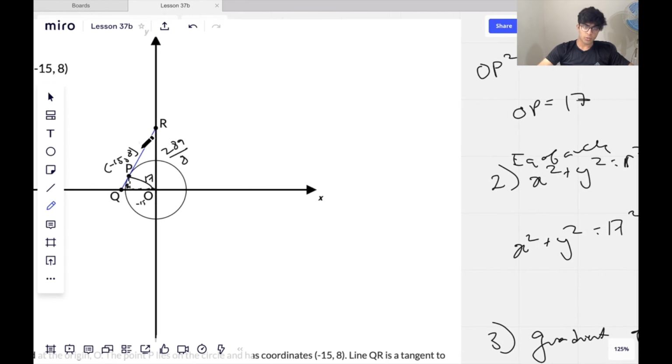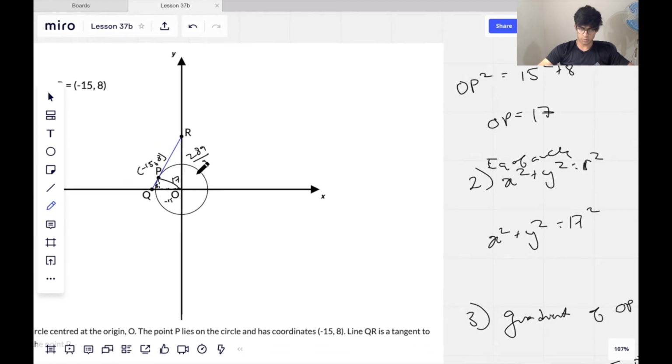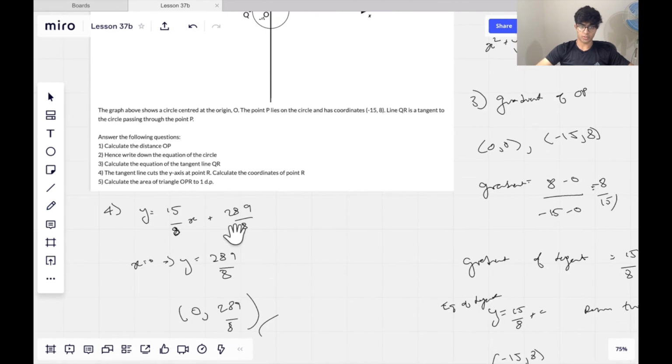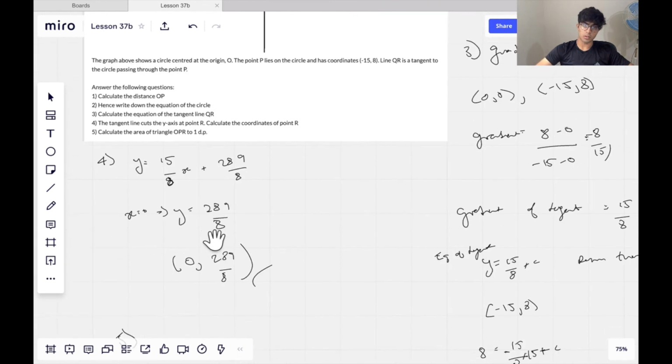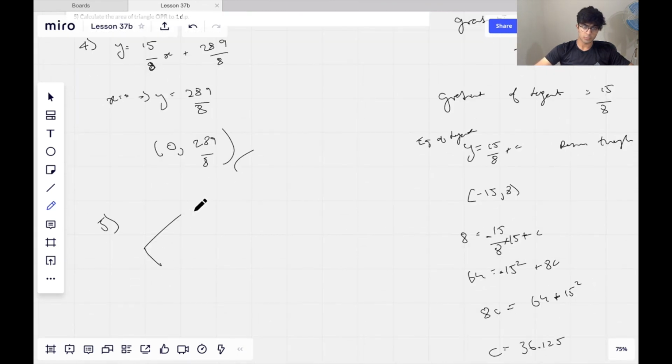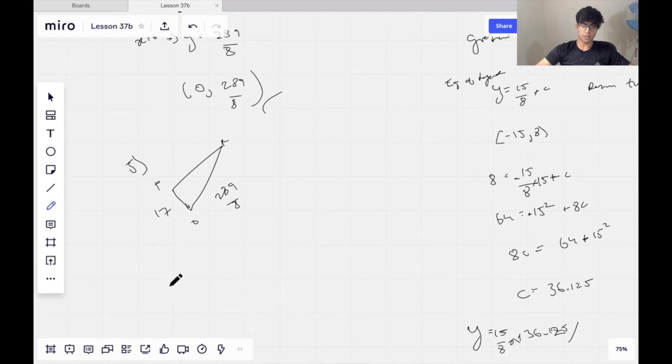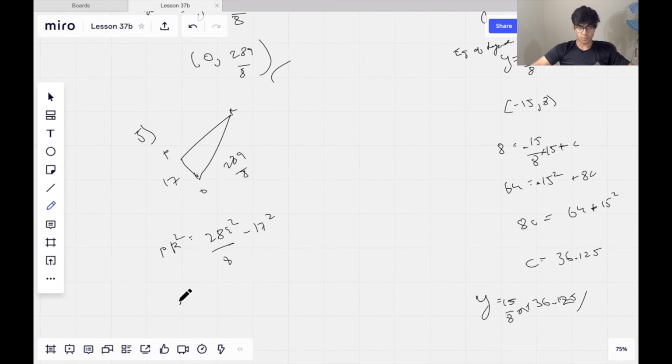So we know what this is. We know PR, and it's worthwhile drawing this out again. So OPR: OR was 289 by 8 and this is 17. So we know that PR squared is equal to 289 by 8 squared minus 17 squared. In fact, we can just leave it.